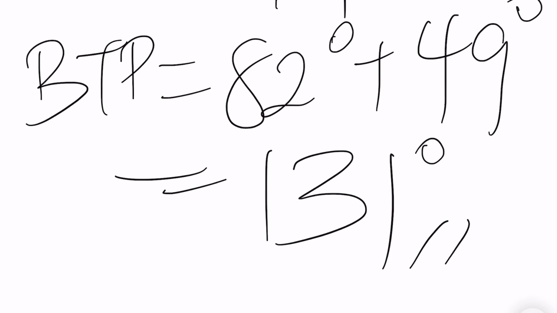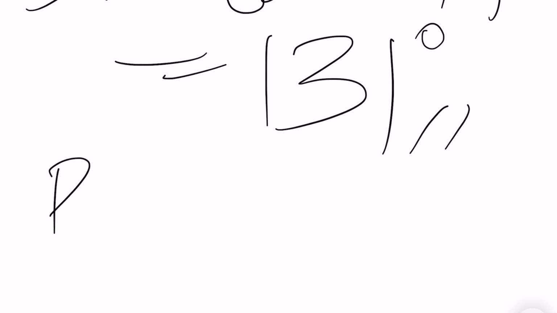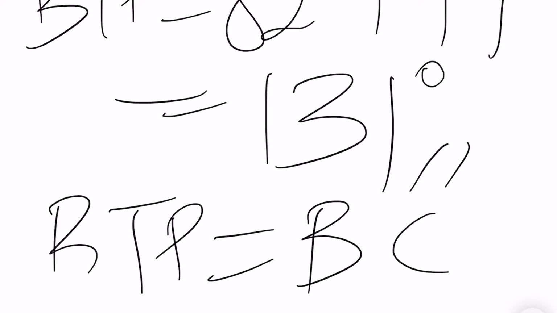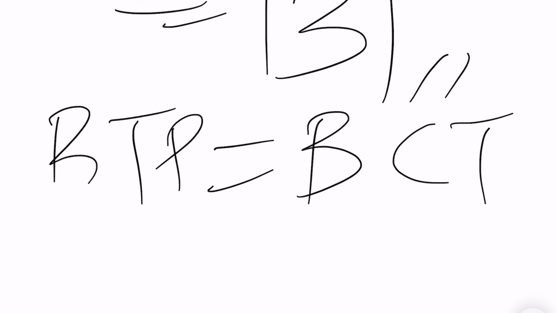Now, our BTP, which is 131 degrees, is equal to our BCT, where it is alternate segments. So this example has basically explained to us how alternate segments relate to each other.